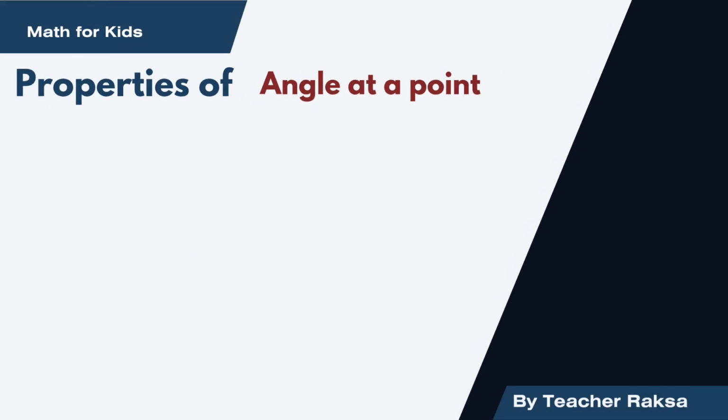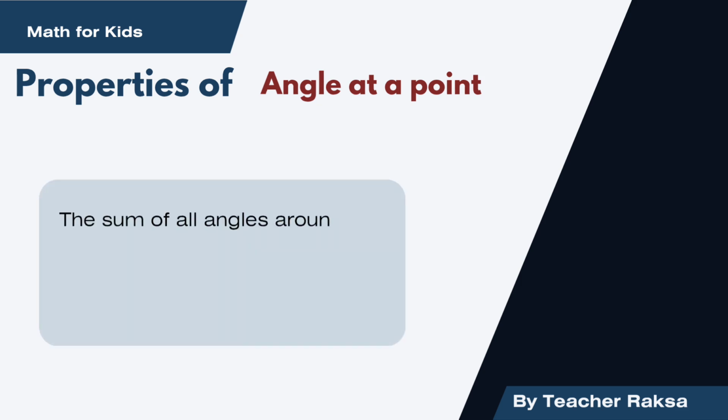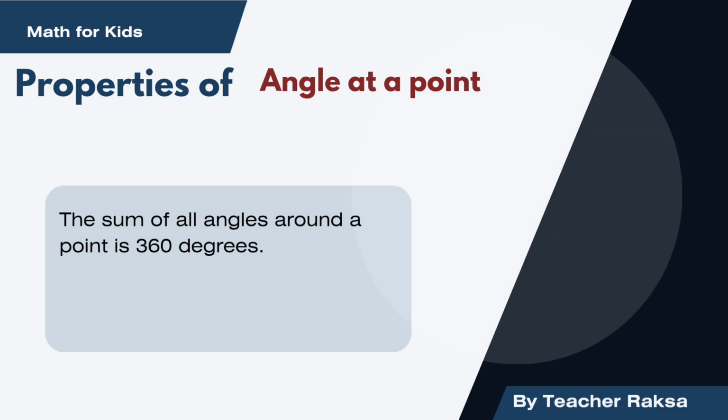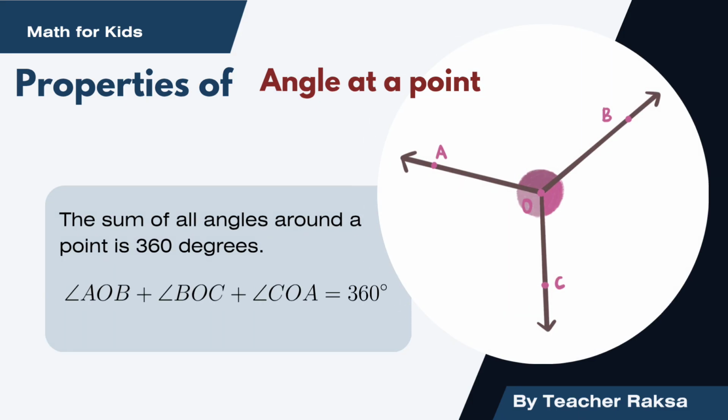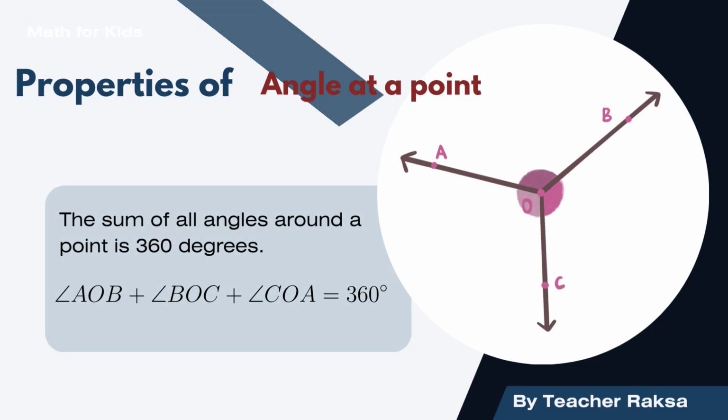Now let's move on to another important property: angles at a point. The sum of all angles around a point is always 360 degrees. Take a look at this figure. When we add angle AOB, angle AOC, and angle BOC, their total is 360 degrees.